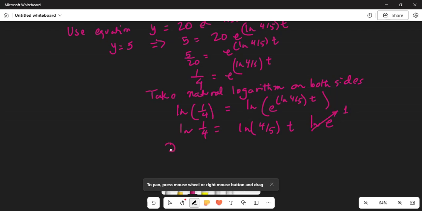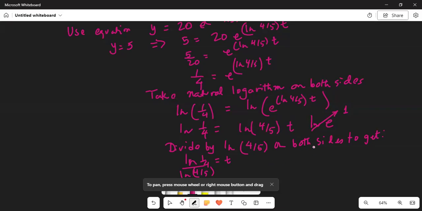And then divide by ln of 4/5 on both sides to get ln 1/4 divided by ln of 4/5 is equal to t. Now we will use our calculator to calculate this.